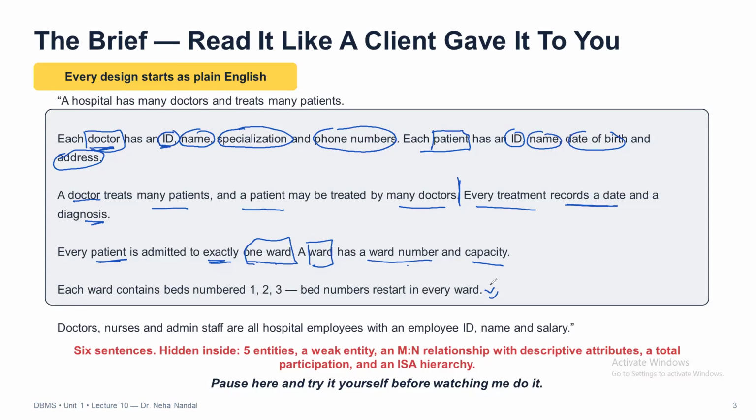So we now have 6 sentences. What is hidden inside? You have to find out that in all these 6 sentences there are 5 entities. What are they? Think of it. Two will be doctor and patient. I hope you got it. Give it a pause and just think of it. What are the other entities? Ward. Yes, ward will be one entity. Then bed. Bed is one entity.